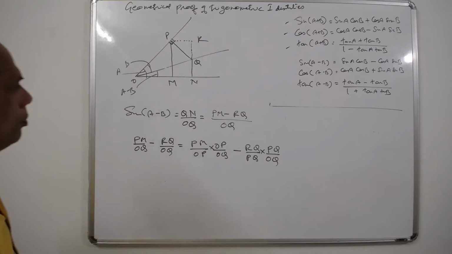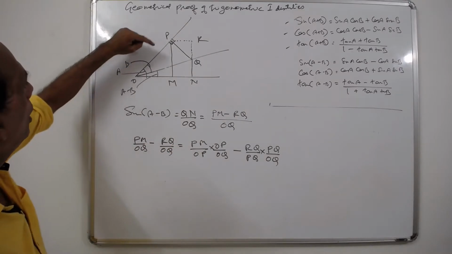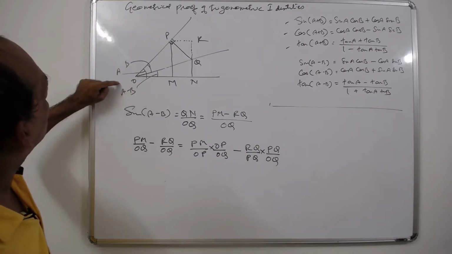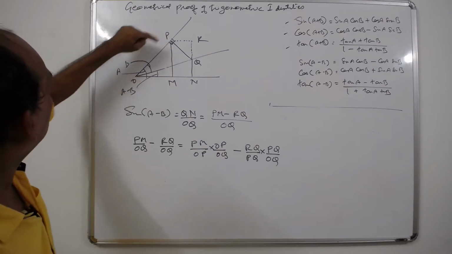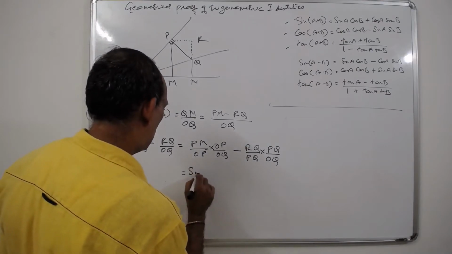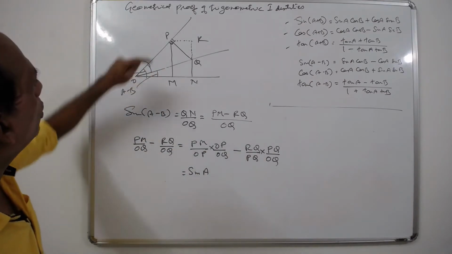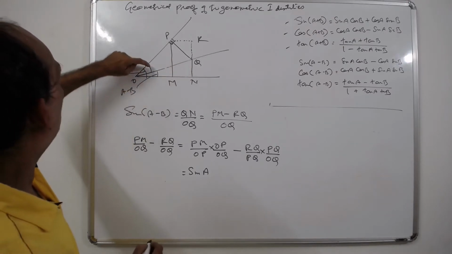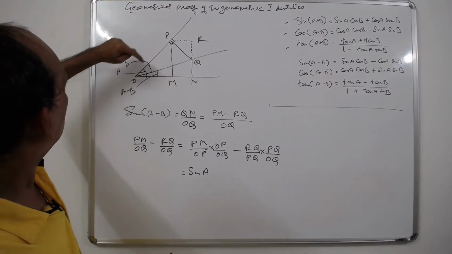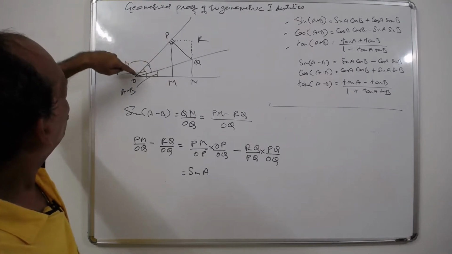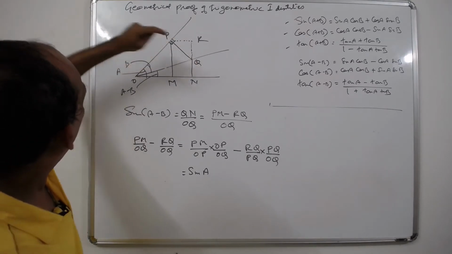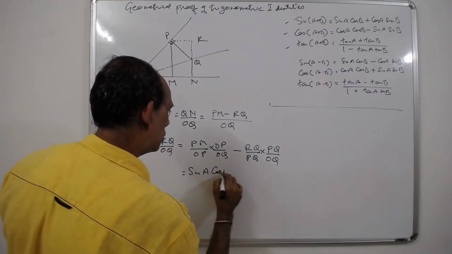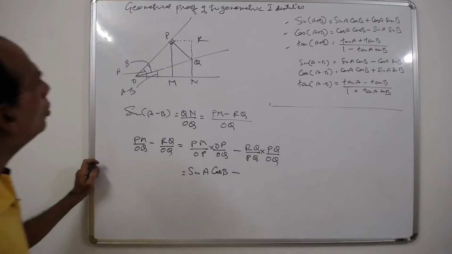See what happens now. PM upon OP is sine A. What is OP upon OQ? OQ is the hypotenuse, right? That is nothing but cos B. OP is here and OQ is here, and this is angle B. So that is cos B. Minus RQ upon PQ.